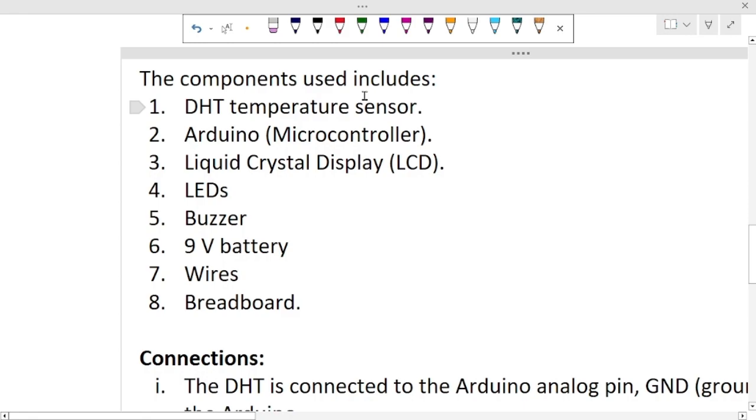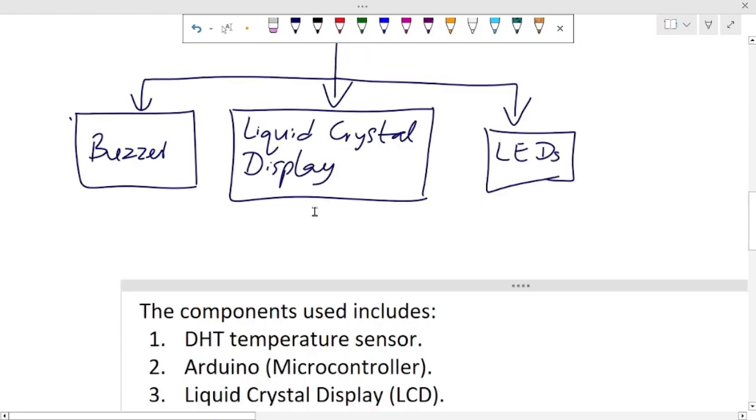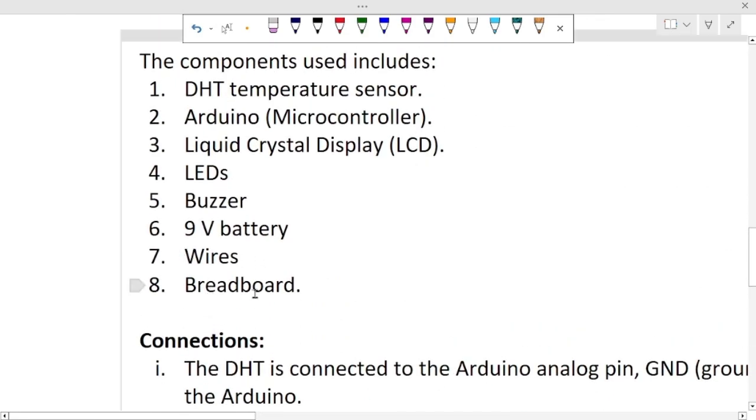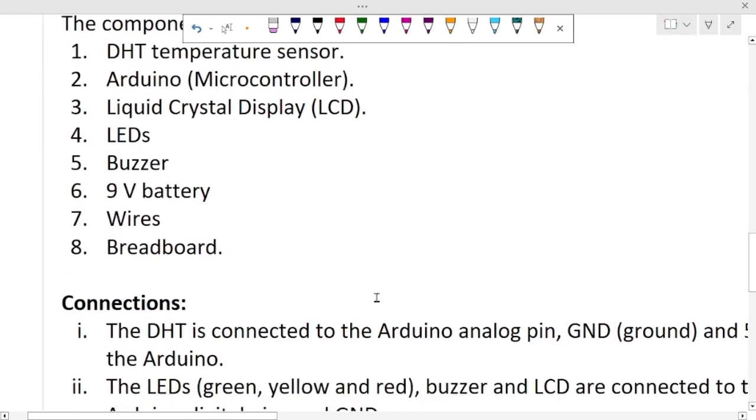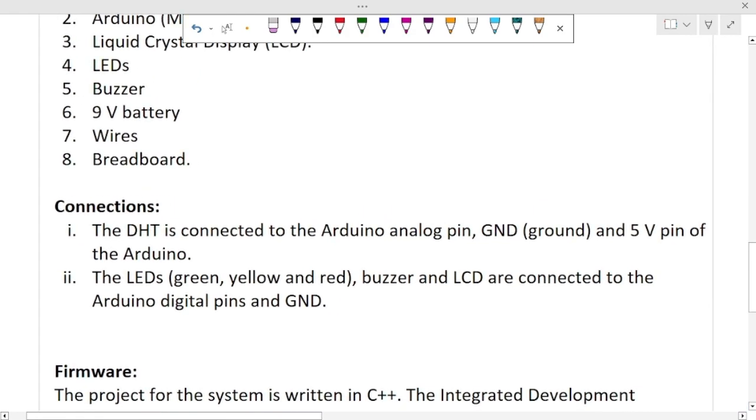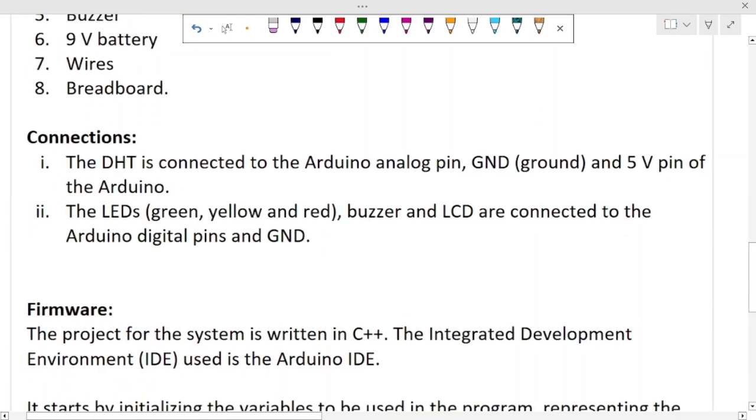So the components include the DHT temperature sensor, and then the Arduino microcontroller, liquid crystal display, LEDs, buzzer, a 9 volts battery as the power source. Okay, battery, and then wires, and then breadboard. So this is everything we made use of, or everything we can make use of as a minimum viable product. All right, then the connections.